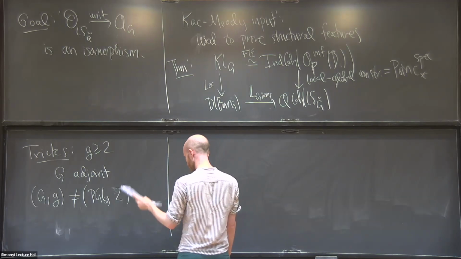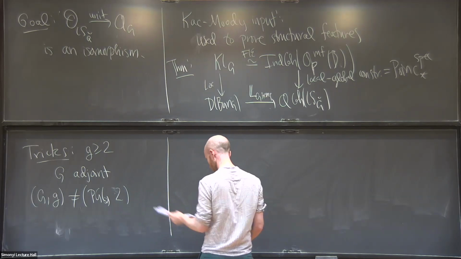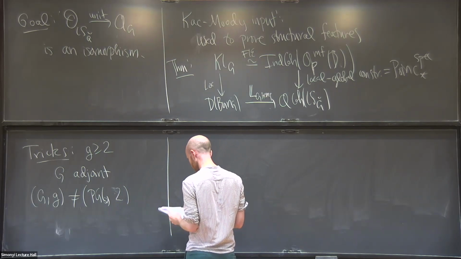So that lets you do PGL_n very directly. And genus 1 and 0, we do it separately.